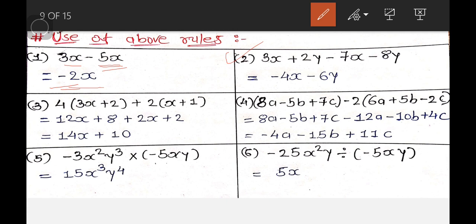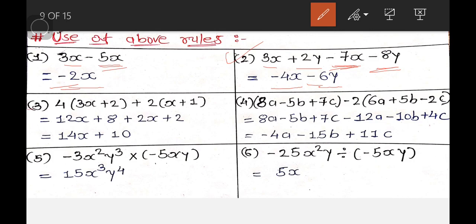So here 3x and minus 7x are similar terms, so now we subtract 3 from 7, then we get 4x, and we put the sign of the larger term, and minus 7x is the larger term, so we put a minus sign here. Now 2y and 8y are similar terms, so we subtract 2 from 8, then we get 6y, and minus 8y is the larger term, so we will put a minus sign here.